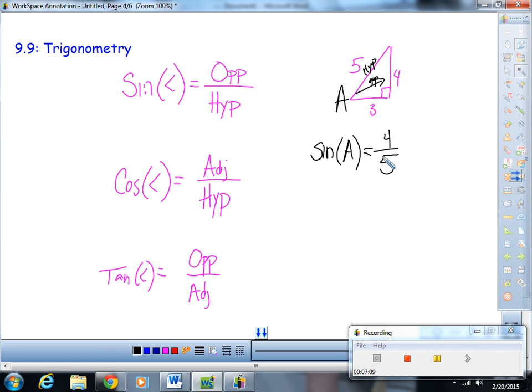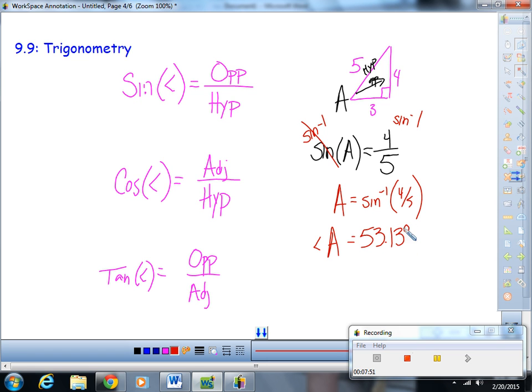And then, just like every other function in math, the inverse of multiplication is division. The inverse of squaring a number is taking the square root of it. Sine also has an inverse. It's called sine inverse. If we take the sine inverse of that side, we have to take the sine inverse of that side. So A is equal to the sine inverse of 4/5. So angle A is equal to, second sine 4 divided by 5, and you get 53.13 degrees. That's an approximation.